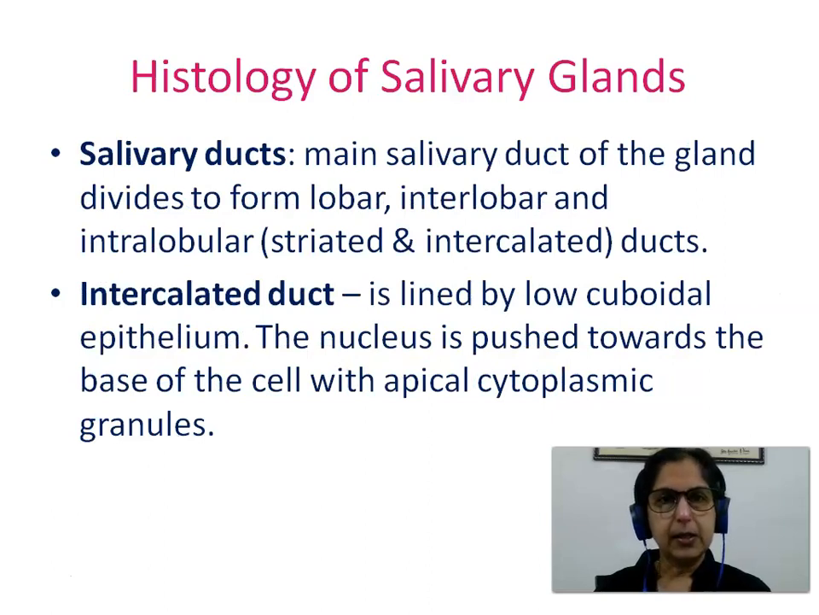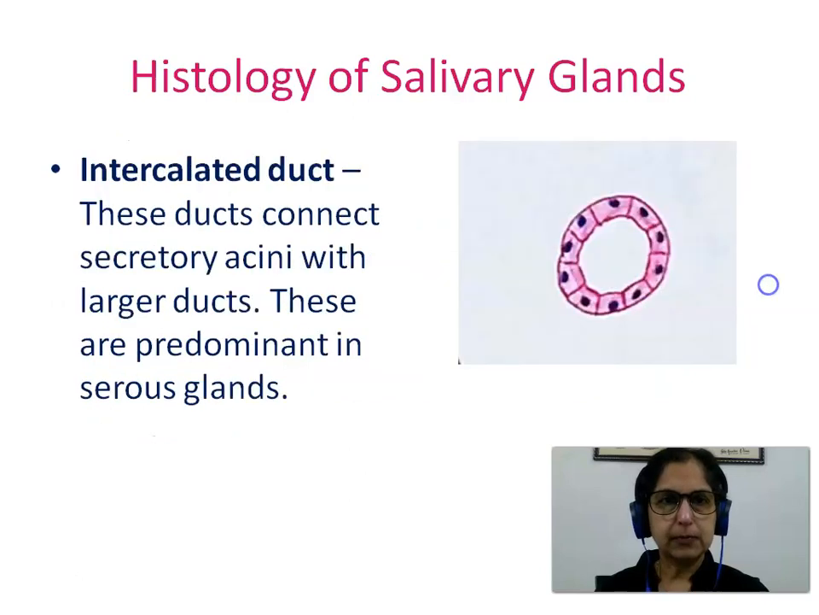Salivary ducts. The main salivary duct of the gland divides to form lobar, interlobar and intralobular ducts. Intralobular ducts are of two types, striated and intercalated ducts. Intercalated duct is lined by low cuboidal epithelium. The nucleus is pushed towards the base of the cell with apical cytoplasmic granules. These ducts connect the secretory acini with larger ducts, and these are predominantly seen in the serous glands.